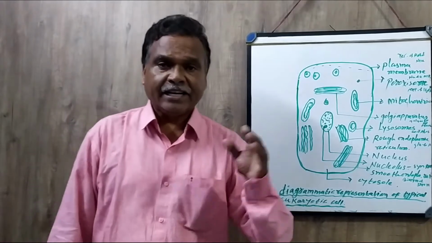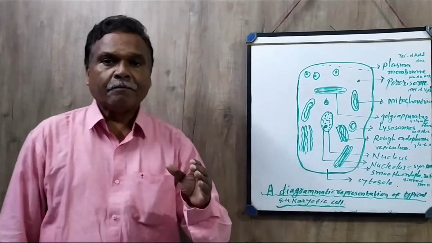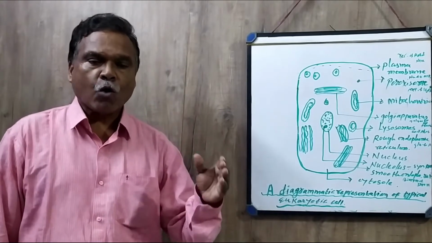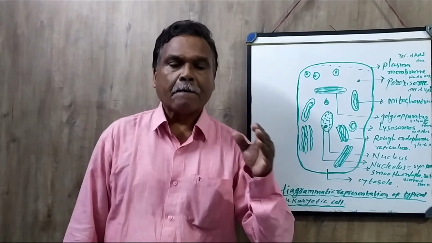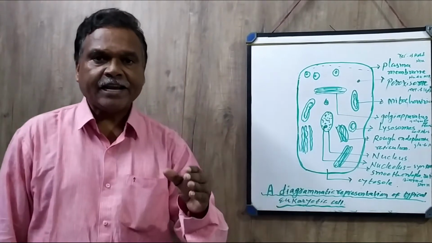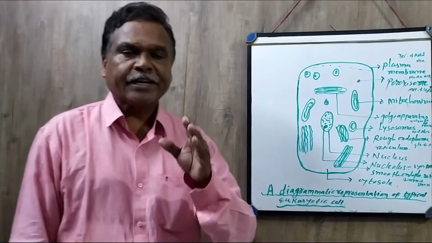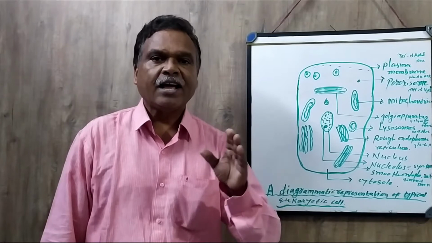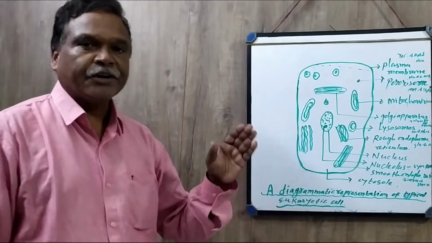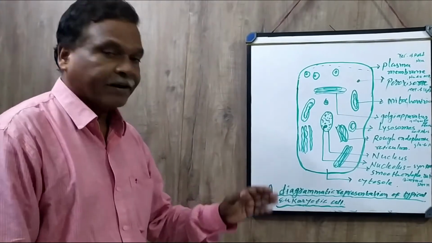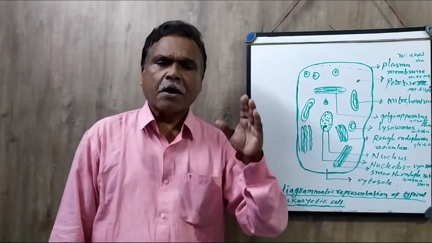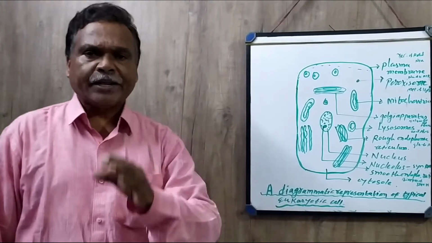Pro in Greek means before, and prokaryotic cells are present in bacteria and green algae. The prokaryotic cell does not have a nucleus, but the eukaryotic cell has a nucleus and cell membrane. Eukaryotic cell is bigger than the prokaryotic cell.